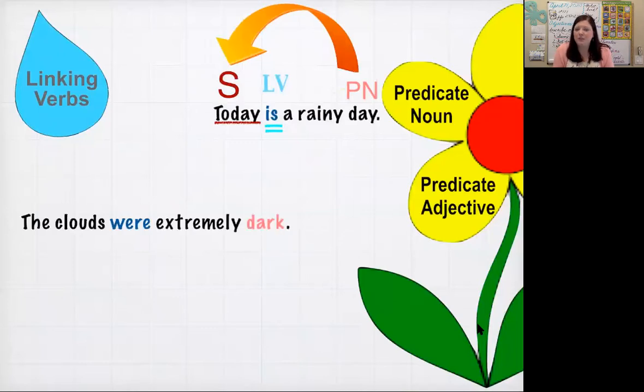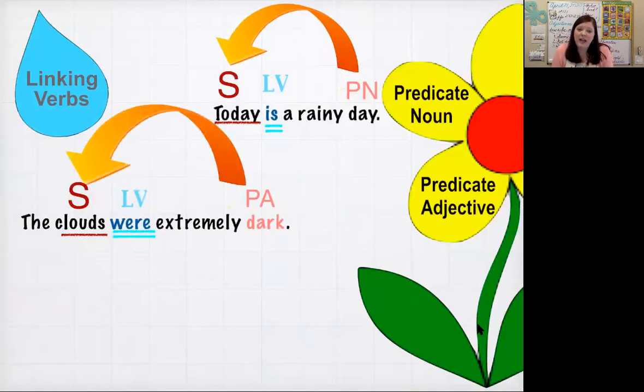The clouds were extremely dark. Were is our linking verb. Who or what is the subject of the sentence? Clouds. It's the star of the sentence. The clouds were, well, how could we describe those clouds? Which clouds were they? Well, they were the dark ones. They were extremely dark. Dark is an adjective that comes in the predicate part of the sentence. It still describes clouds, but it's going to be diagrammed much differently. Hold on.